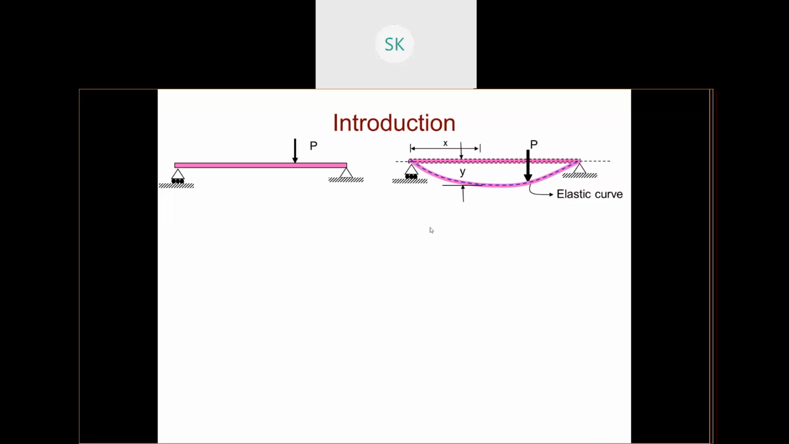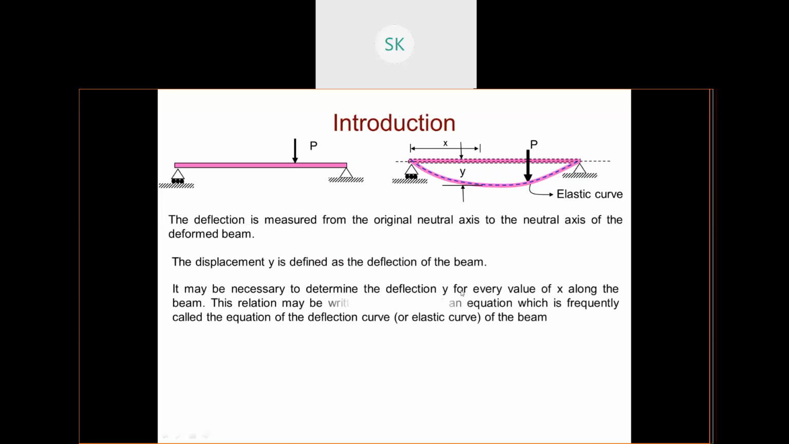Now there is one more point. Deflection is measured from the original neutral axis of the deformed beam. This is the original neutral axis, okay? It is measured from the original neutral axis to the neutral axis of the deformed beam. So this is the neutral axis of the original beam, and this is the neutral axis of the deformed beam. The distance between the neutral axis of the original beam and the deformed beam is your deflection. The displacement y is defined as the deflection of the beam.